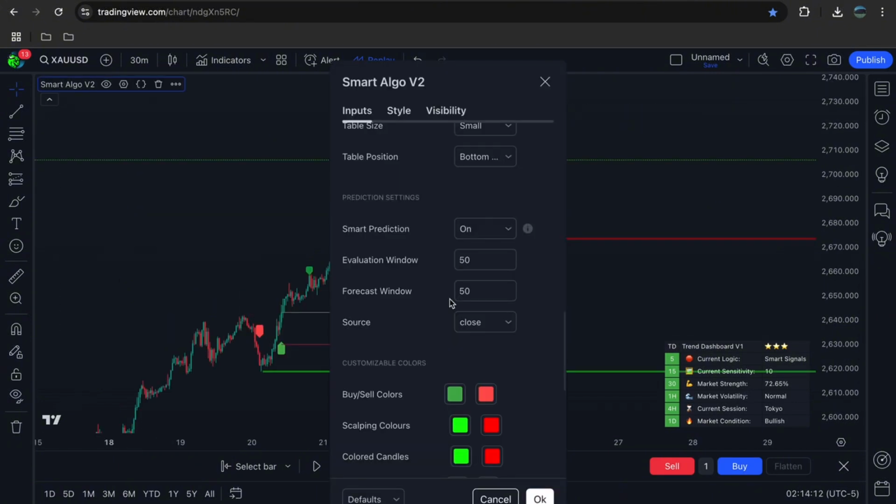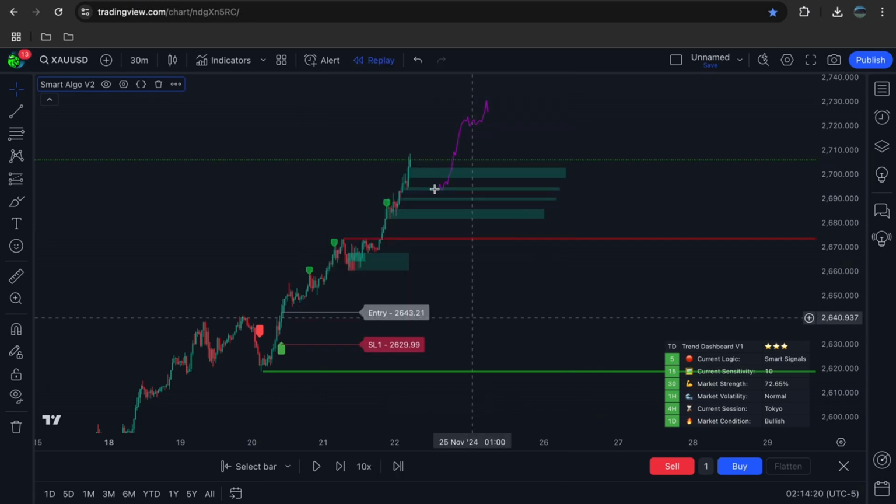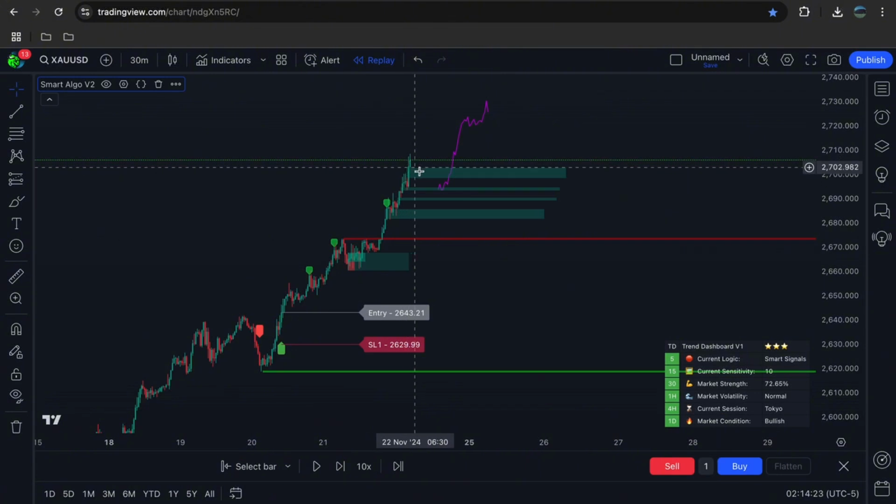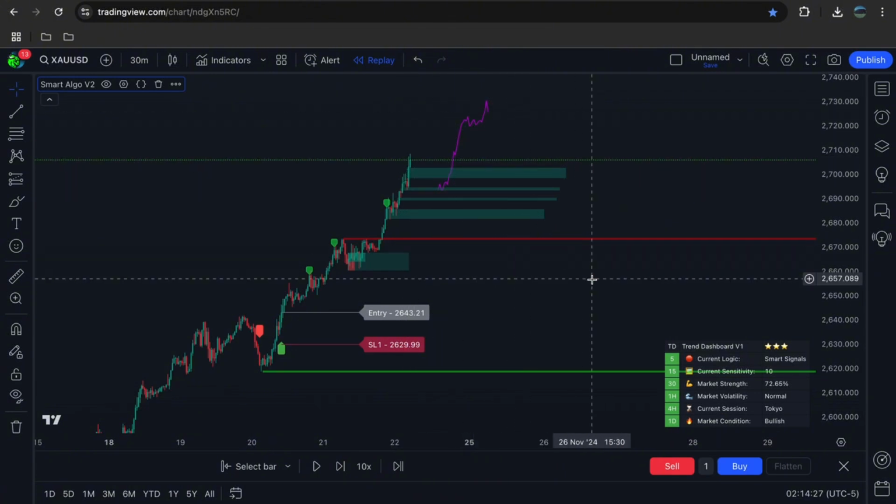All right, let's talk about one of the standout features in this update, the Smart Prediction tool. This tool is a real game changer because it allows you to anticipate potential market movements by analyzing historical price patterns. Think of it as a market forecast. It doesn't guarantee what will happen, but it gives you a calculated glimpse into what might happen next. This makes it an incredibly valuable resource for planning your trades.